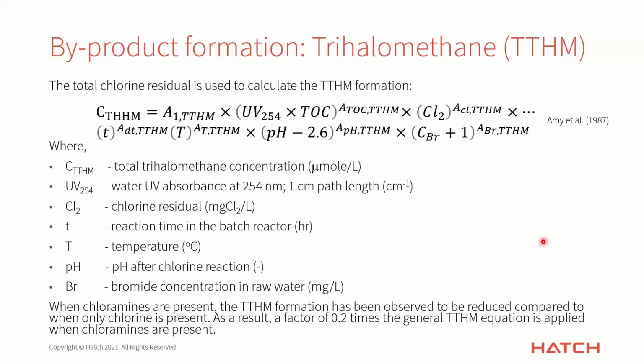So the general behavior of this model is that basically any increase in any of these terms here, so the UV254, the chlorine residual, the bromine concentration, pH, any of those terms, if they increase, that's going to result in an increase in the trihalomethane concentration.